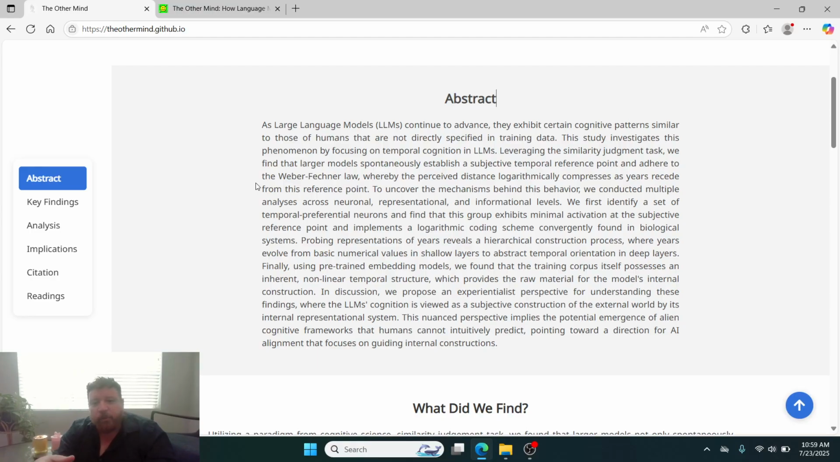Finally, using pre-trained embedding models, we found that the training corpus itself possesses an inherent non-linear temporal structure, which provides the raw materials for the model's internal construction. In discussion, we propose an experientialist perspective for understanding these findings, where the LLM's cognition is viewed as a subjective construction of the external world by its internal representational system. This nuanced perspective implies the potential emergence of alien cognitive frameworks that humans cannot intuitively predict, pointing towards a direction for AI alignment that focuses on guiding internal constructions.